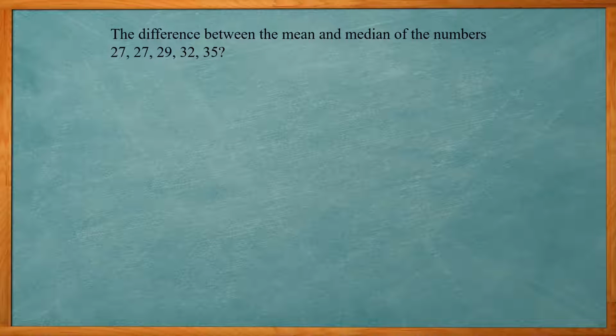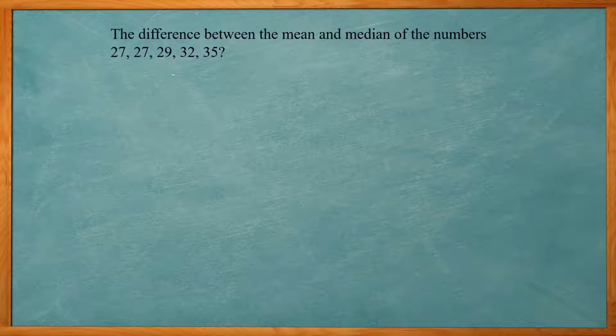So this one says the difference between the mean and median of the numbers is what? So here the mean, so mean is kind of the same as average. Average, you add up all the numbers together and divide by how many they are. And the median is if you line them up from least to greatest, the one in the middle. And if you have 2 numbers in the middle, you take the average of those 2.